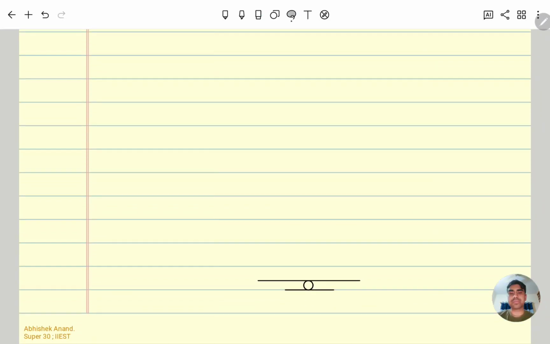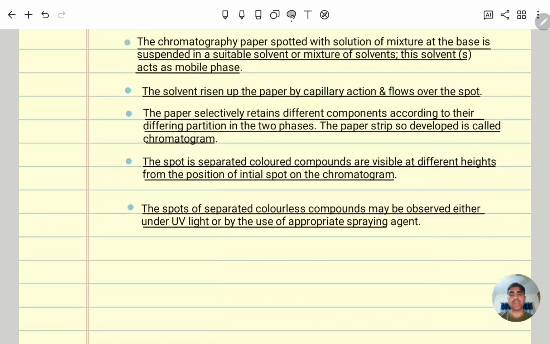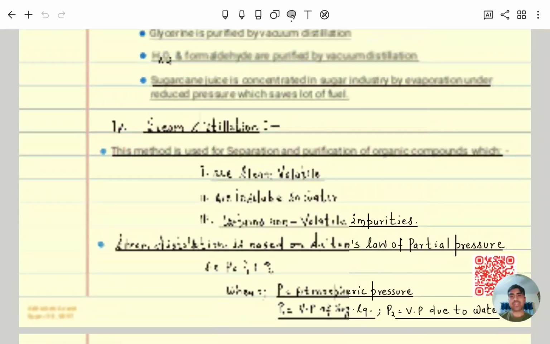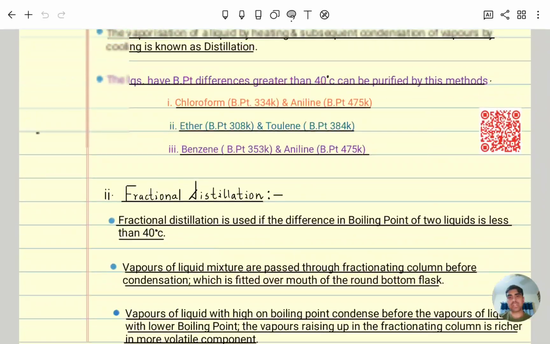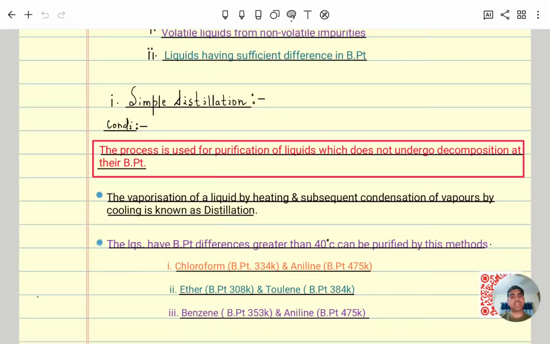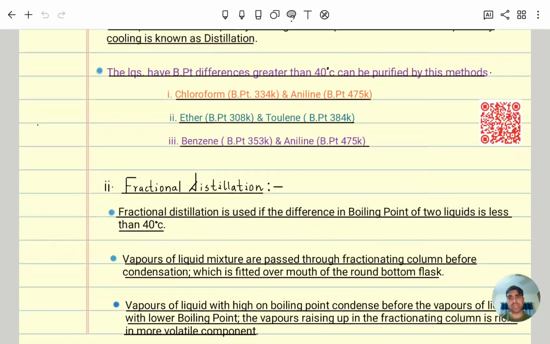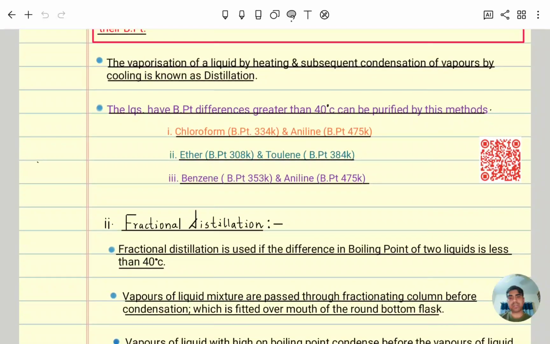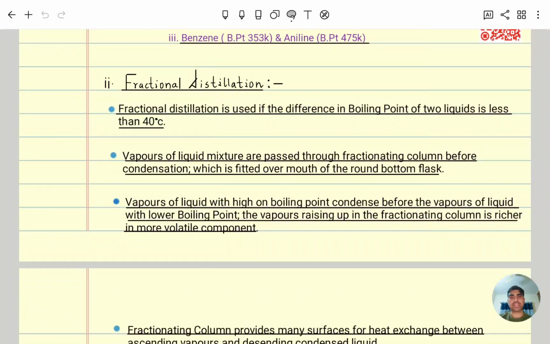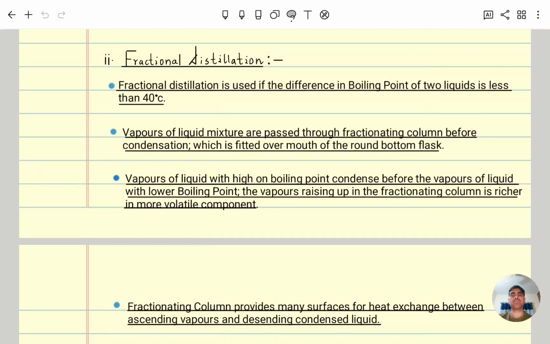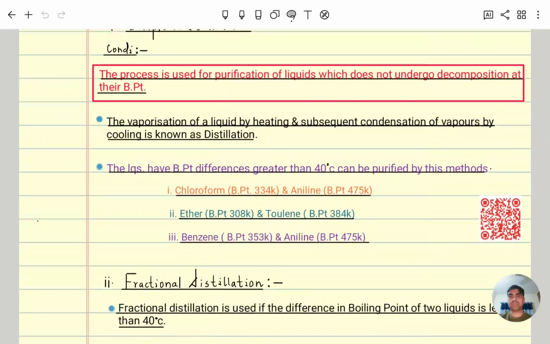So here we completed. What are the topics we completed here, once again? First we discussed solids, in that we discussed simple distillation. After simple distillation, I told you to remember all those examples. After that we started fractional distillation. Fractional distillation means different components can be segregated at different temperatures.